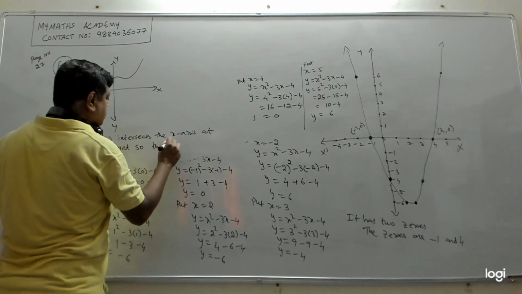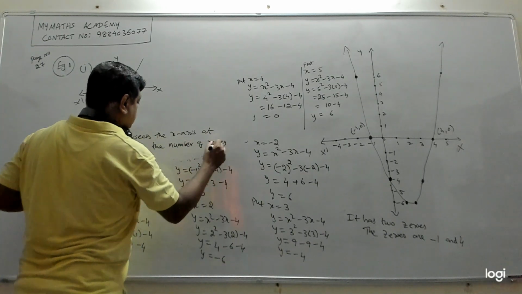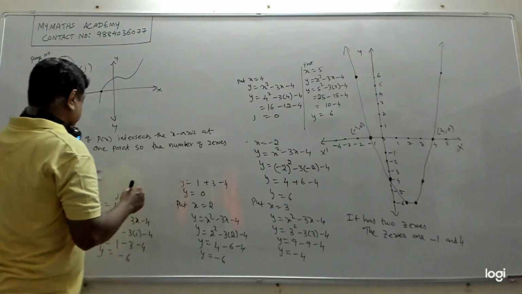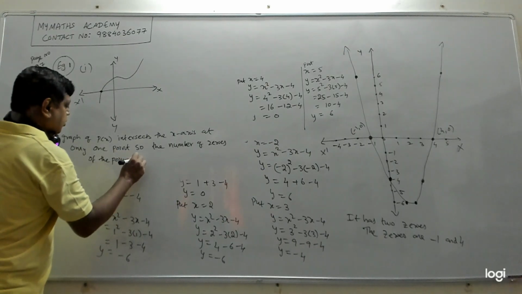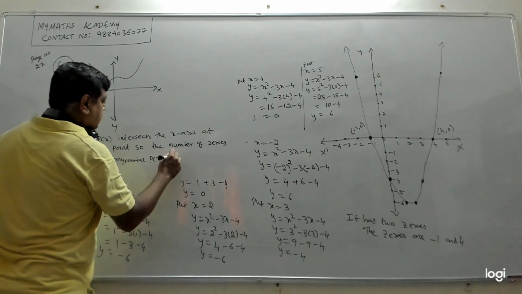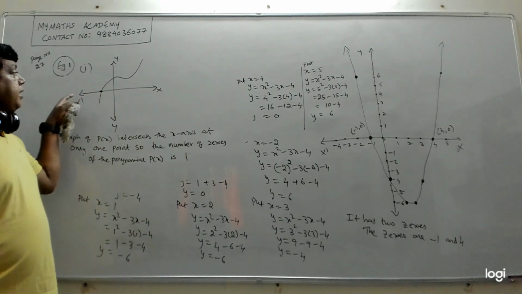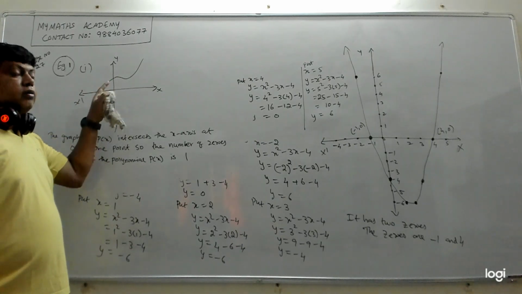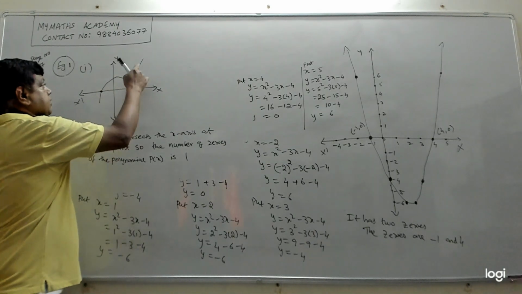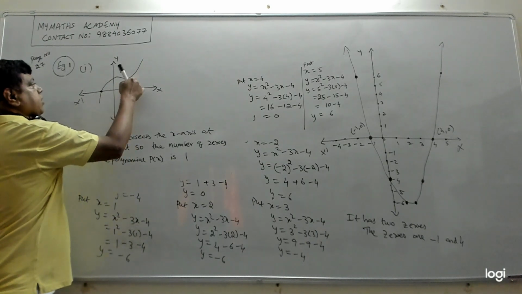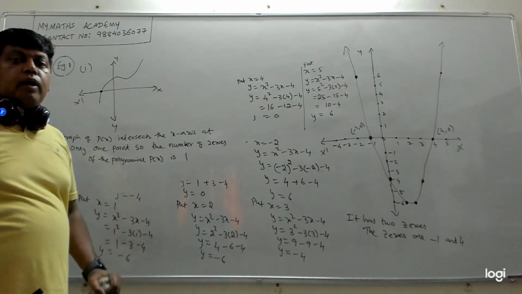So the number of zeros of the polynomial p of x is 1. How many zeros are there? Only 1 zero, because it is intersecting the x-axis. Don't look at whether it is intersecting the y-axis or not. That doesn't matter. This is a graph of the polynomial, and this curve is touching the x-axis at only 1 point, so this has only 1 zero.